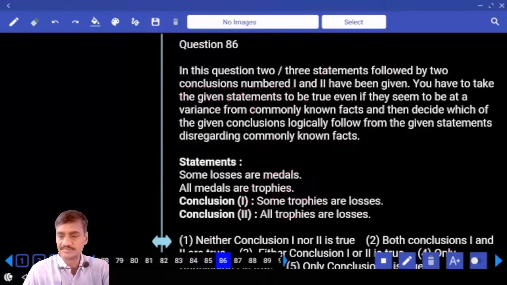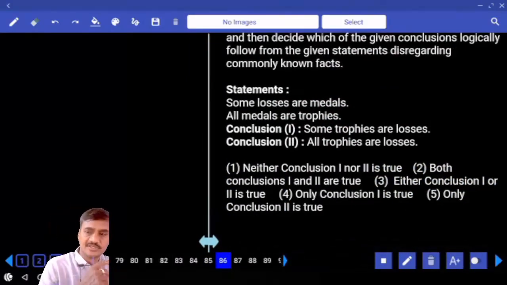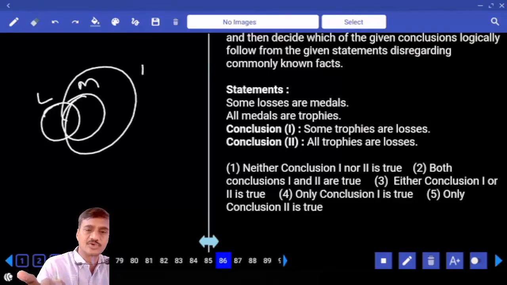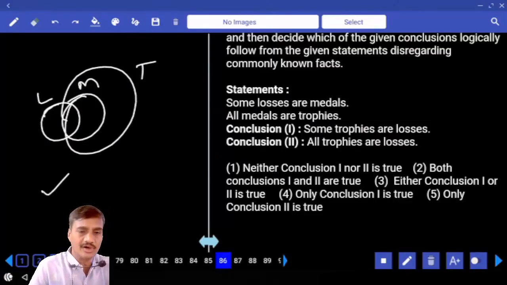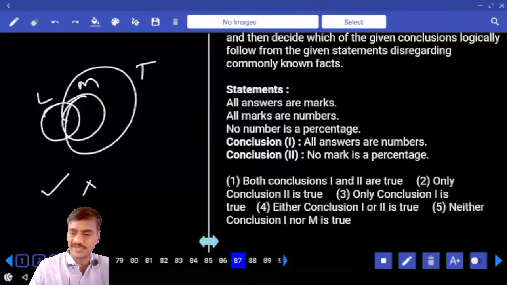And 86. Now some of the losses are medals. Some losses or medals can be written as, now these are the losses that are medals, and all these medals are what? Trophies. And some trophies are losses, definitely true. And all trophies are losses is false. And so what is your answer? Only one follows. Only one, choice 4, question number 86.